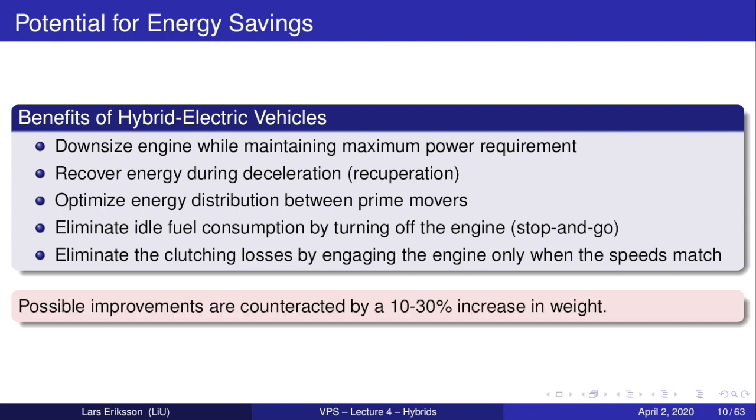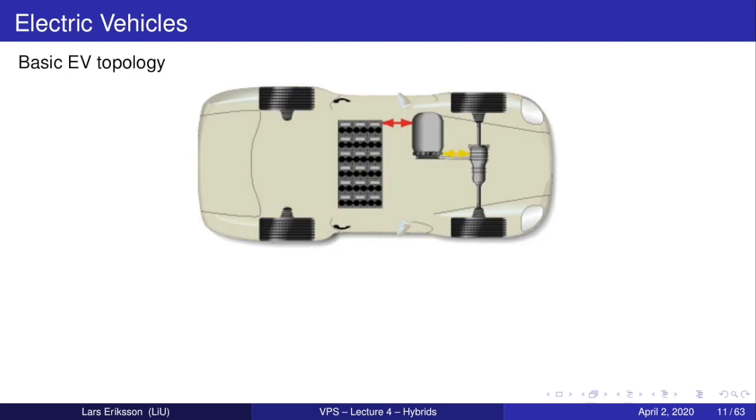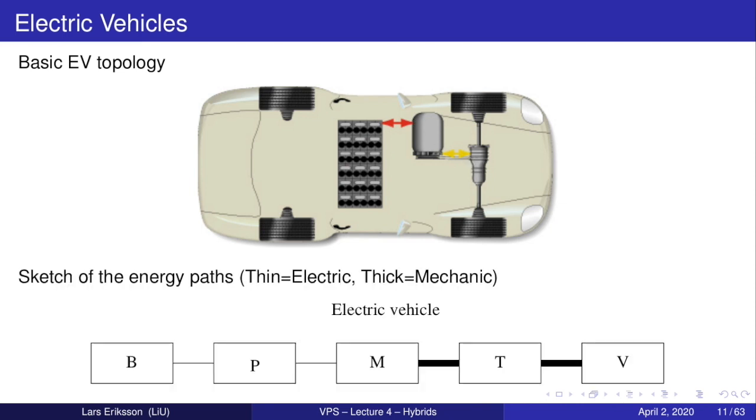The possible improvements are counteracted by a 10 to 30% increase in weight, and as you know from previous lectures, the weight is one of the most important factors for fuel economy. Before going into the hybrids, we start with electric vehicles. Here you see a basic electric vehicle topology where we have a battery that is powering the electric machine that drives the vehicle forward. The diagram at the bottom of the slide shows the energy paths of the vehicle.